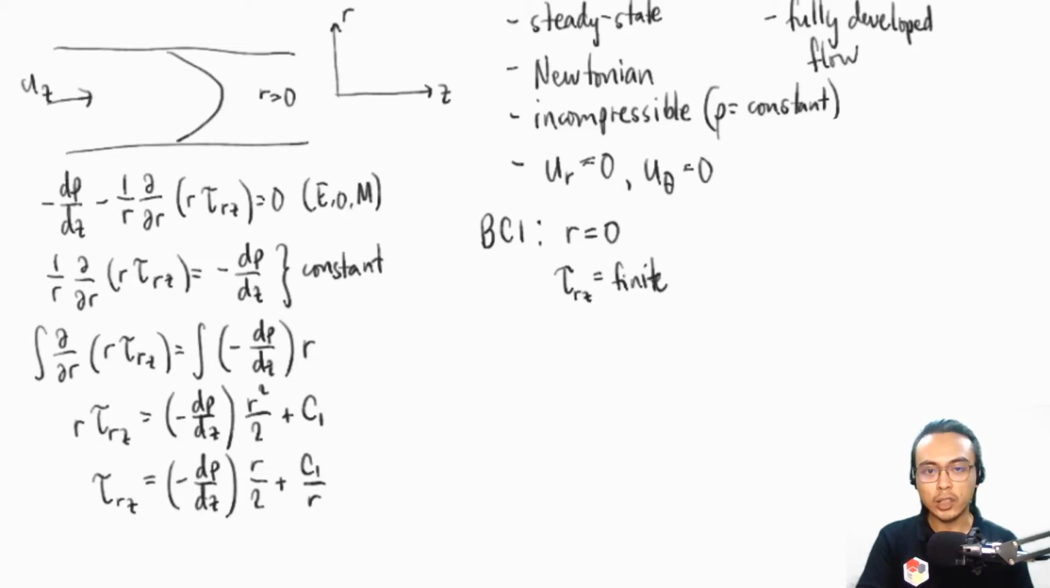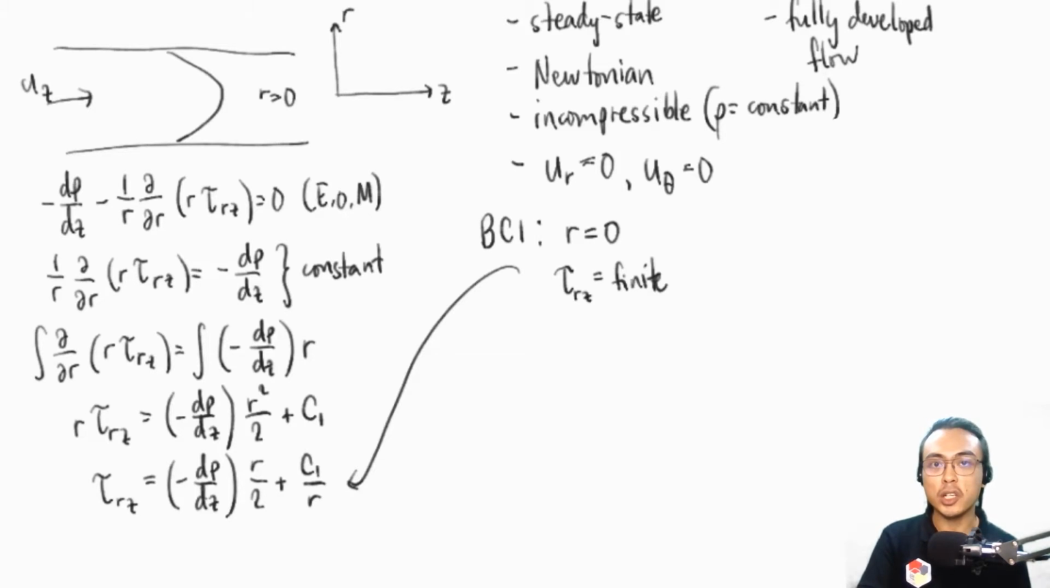So if you take a look at our equation here, if we set r is equal to 0, what would happen is that the first term here, negative dp over dz times r over 2, would be equal to 0. However, for the second term, c1 divided by 0, which is our designated value of r for the first boundary condition, would result to a shear stress or momentum flux that has an infinite value because c1 over 0 would result to infinity. And for sure, we cannot have an infinite shear stress.